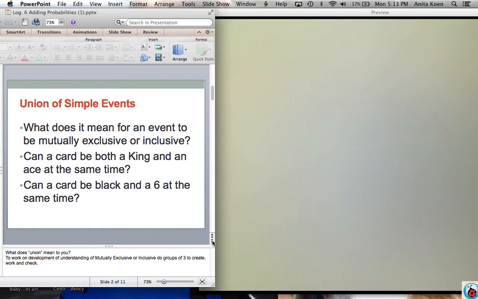Can a card be black and a 6 at the same time? Yes. So this is mutually inclusive. You could have a 6 of clubs and a 6 of spades.